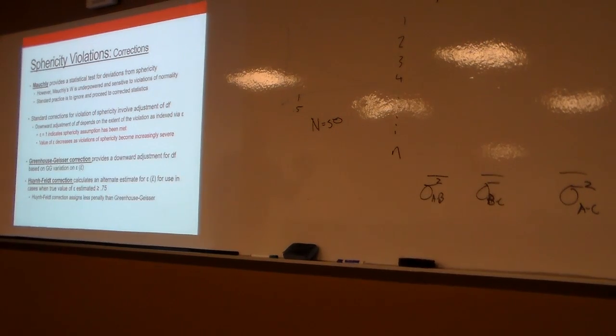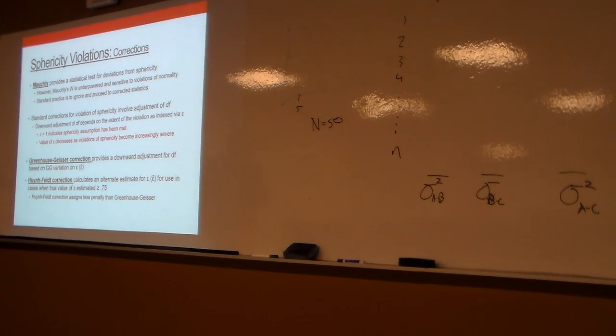Okay, so we have a couple of different corrections. The Greenhouse-Geisser correction is a downward adjustment of our degrees of freedom based on the Greenhouse-Geisser estimate, epsilon hat. The Greenhouse-Geisser formula has a specific way of estimating epsilon, and then depending on what that value is, we make the adjustment based on that. Huynh-Feldt has a different correction.